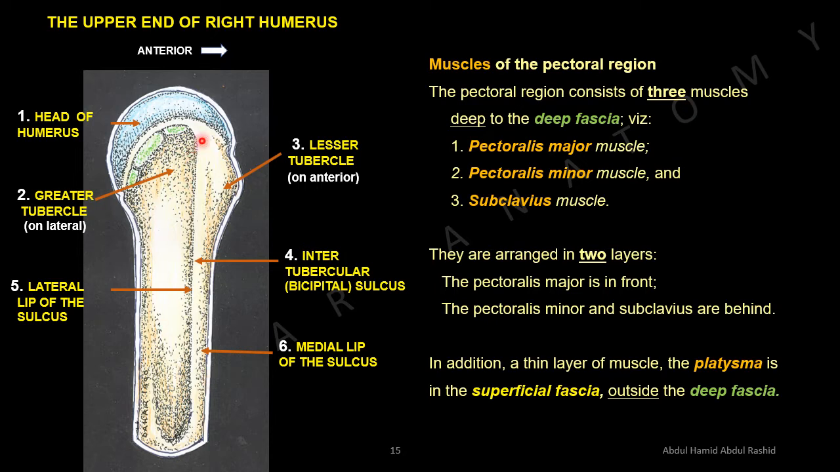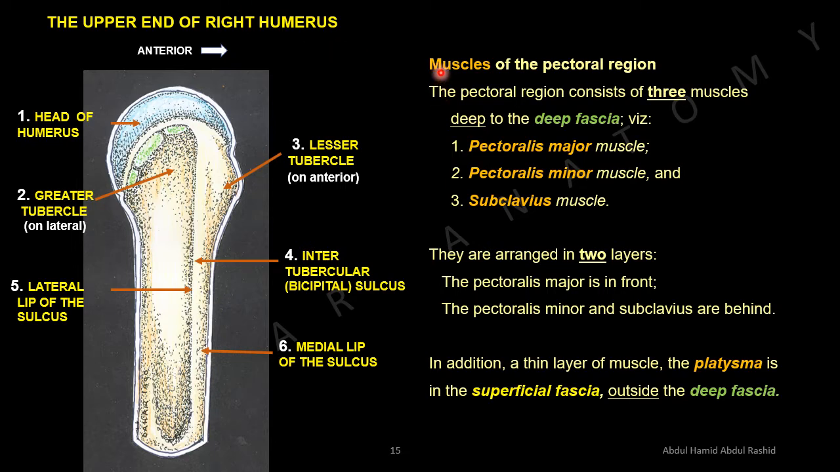So, this is the head, this is the greater tubercle on the lateral side, the lesser tubercle on the anterior side. Between the two is the intertubercular sulcus. This is the lateral lip of the sulcus. This is the medial lip of the sulcus.